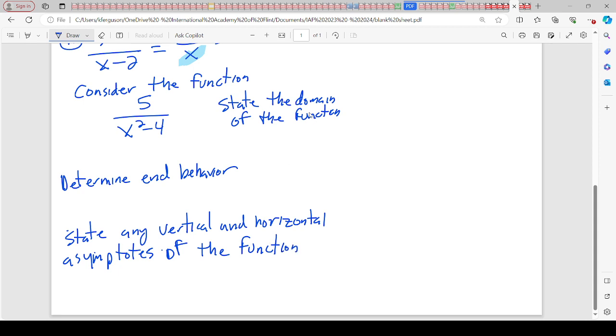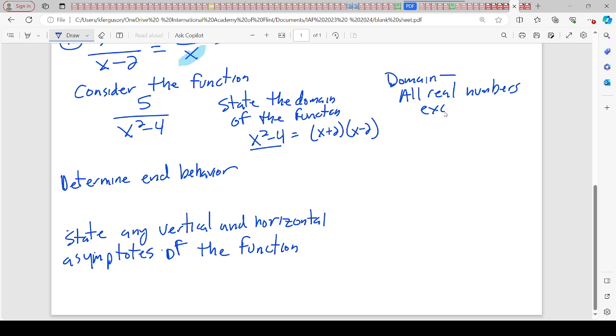All right, state the domain. Well, what did we say a domain was? Well, you look at the denominator, x squared minus 4. That is the difference of squares. So that factors to x plus 2 and x minus 2. So then what does that mean? Well, that means my domain is all real numbers except for x equals 2 and negative 2.